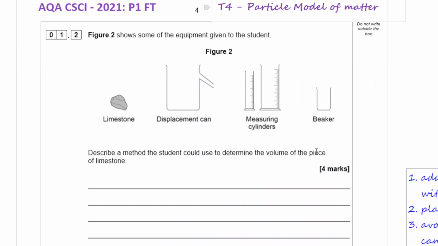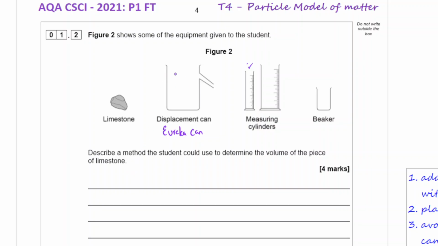Figure 2 shows some of the equipment given to the student. A limestone, a displacement can, also known as a Eureka can, measuring cylinders. They've given 2. You would actually use either one of them, and a beaker. Describe a method the student could use to determine the volume of the piece of limestone. How would you work out the volume of the limestone using this equipment?